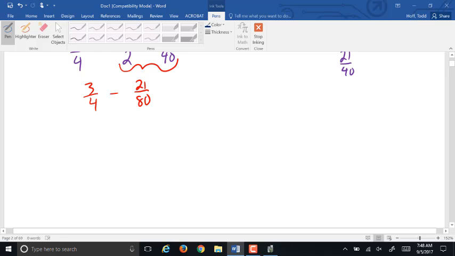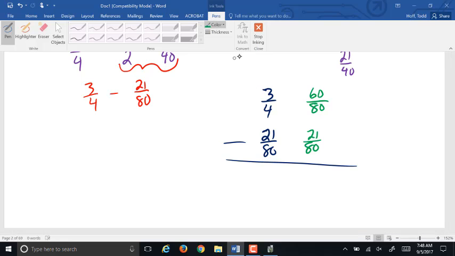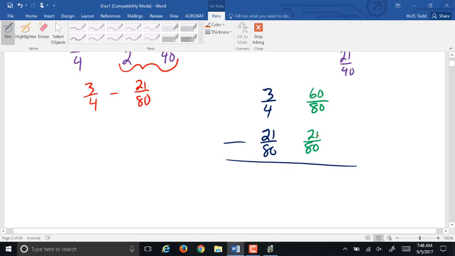80 is going to be our common denominator. So this stays 21. What's this going to come up here? 60. Very good. 4 times 20 makes 80, so 3 times 20 makes 60. 60 minus 21 is 39 80ths. How many of you had 39 80ths? Cool.